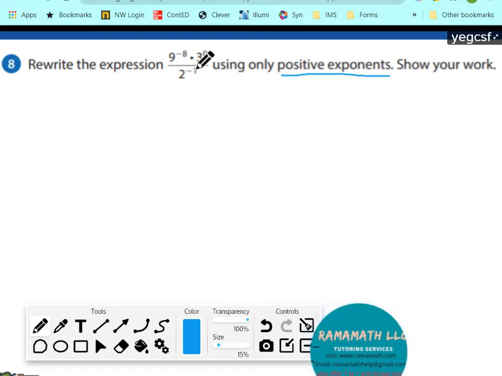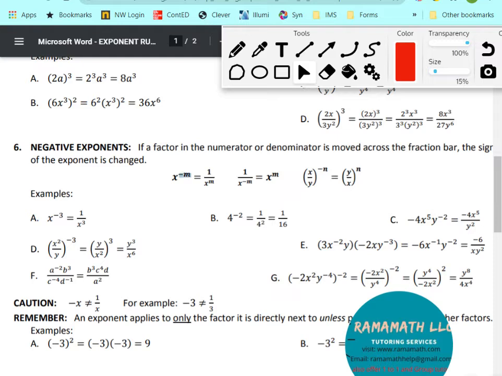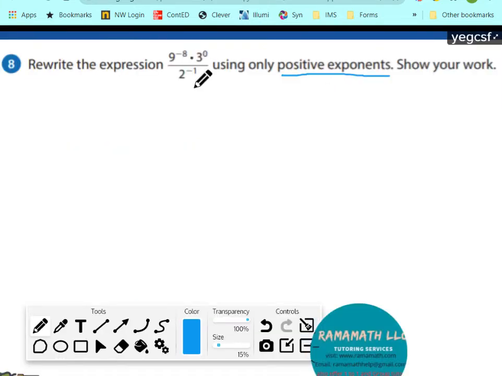To make them positive exponents, what do I need to do? Remember, we use this negative exponent rule. If I have a negative exponent on the top, I bring it to the denominator. Or if the negative is in the denominator, I bring it to the numerator. So that's what I need to do, okay? Now, since we know that negatives we can change, and also 3 to the 0, anything to the power 0 is 1, I'm going to just ignore that. So I only need to switch these two, then I'm done.